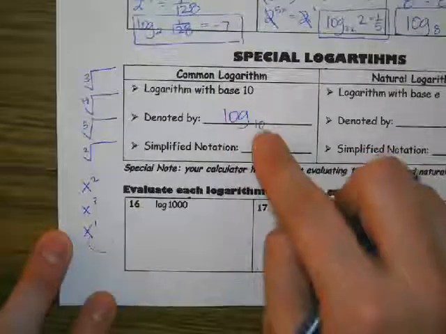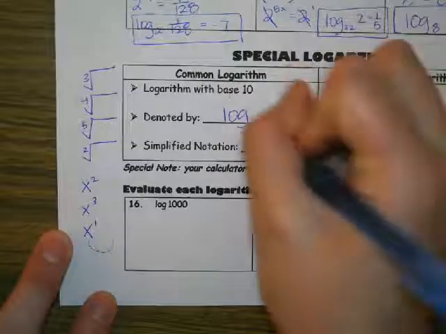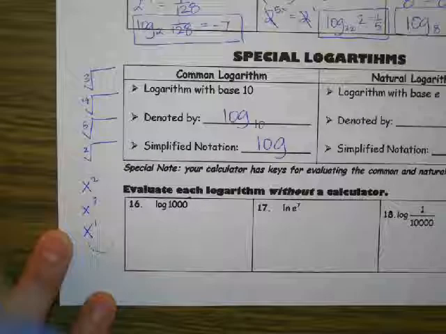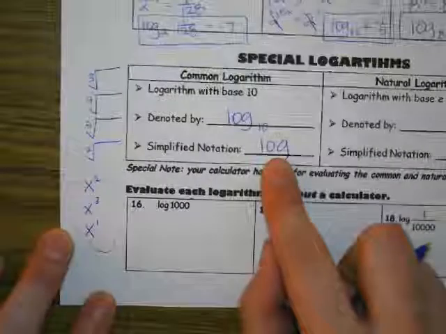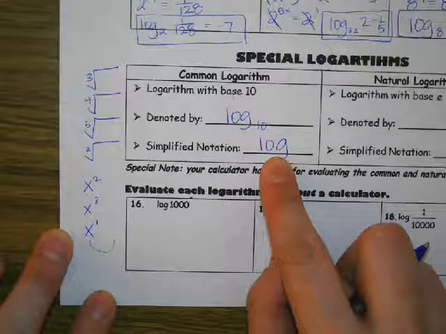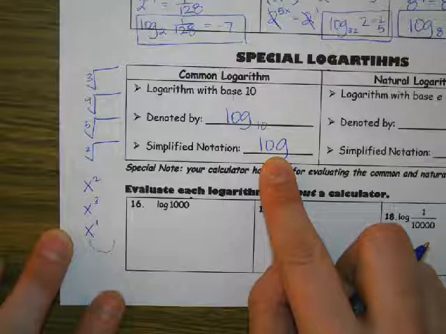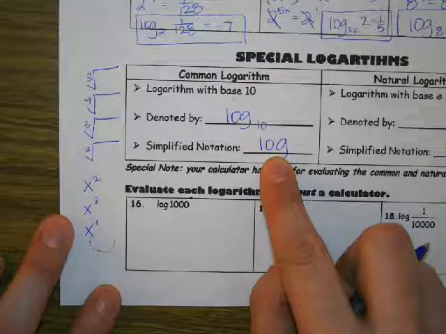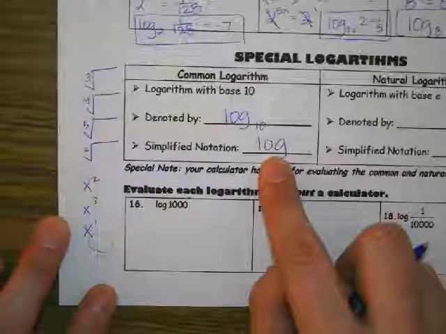So log base 10 is the most common log, and so the simple notation is just to write log. Don't put the base of 10 because it's the most common one. So if you ever see just the word log, that means there's a base of 10 that they just didn't write down because it's common. Does that make sense? We do that in math sometimes because we're lazy. That's the only reason. Okay.